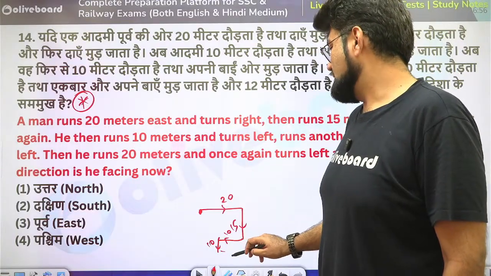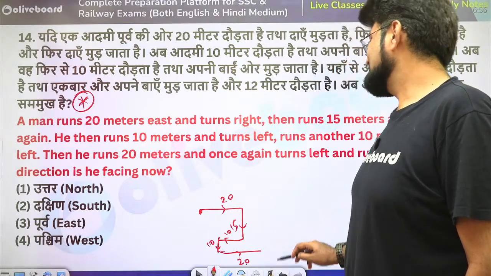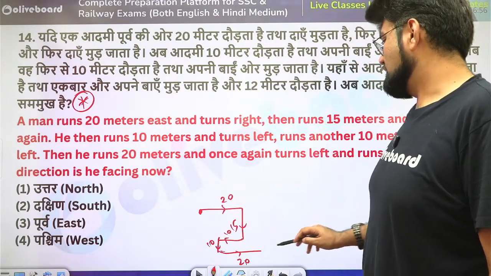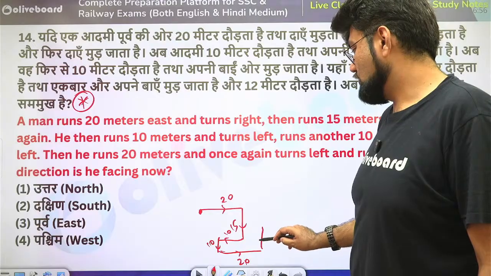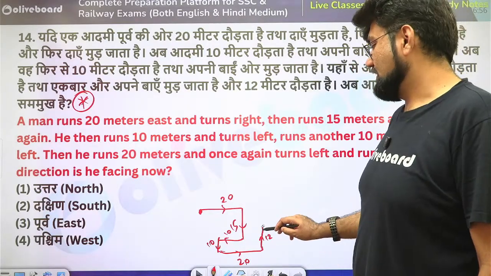And then runs 20 meters. So 10 plus 10. Once again turns left and runs 12 meters. So this is 10 and 2, 12 meters. What direction is he facing now? He's facing the north.